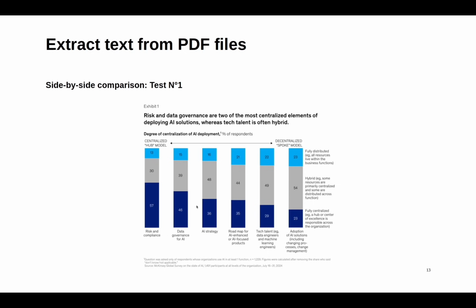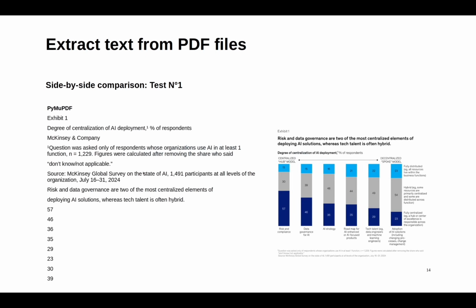And in the middle, we have this chart, which contains 6 vertical stacked bar charts. And we have a lot of tags. So let's test both methods to see which one will perform best. Here is the output from PyMuPDF.